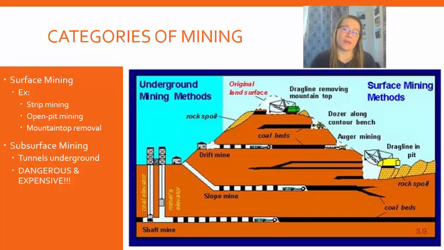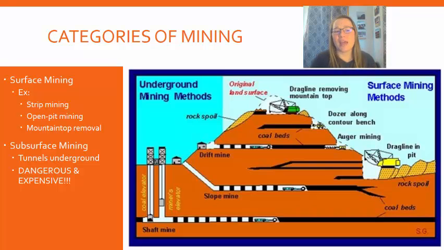Now there are two categories of mining. We have surface mining and we have subsurface mining. Now when you think of a mine, you're probably thinking of a subsurface mine or that underground tunnel. Now in reality, most mines today are not that subsurface tunnel. Most mining of resources in the United States takes place in a surface mine. And that's because tunneling through the ground is really dangerous and really expensive. So we try to avoid doing that.